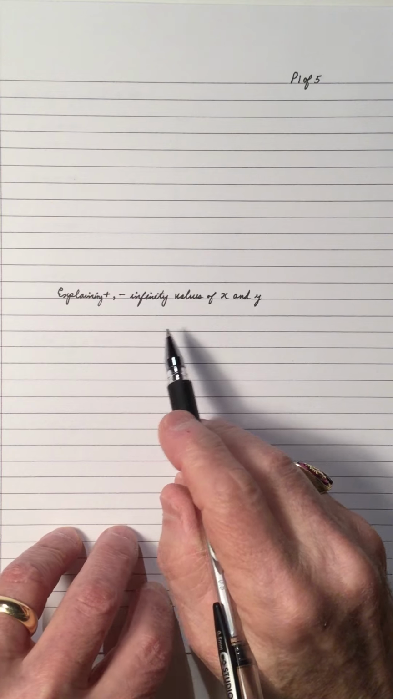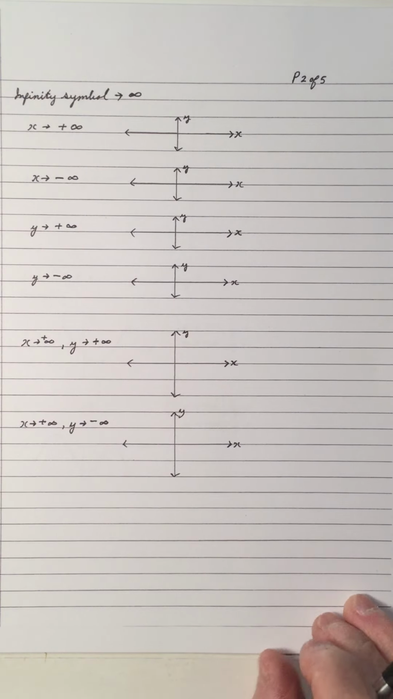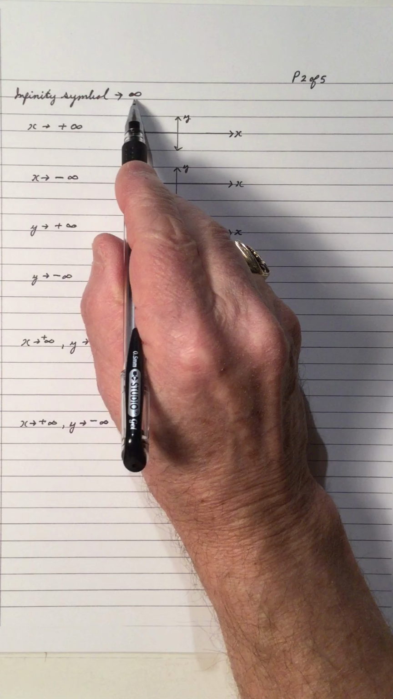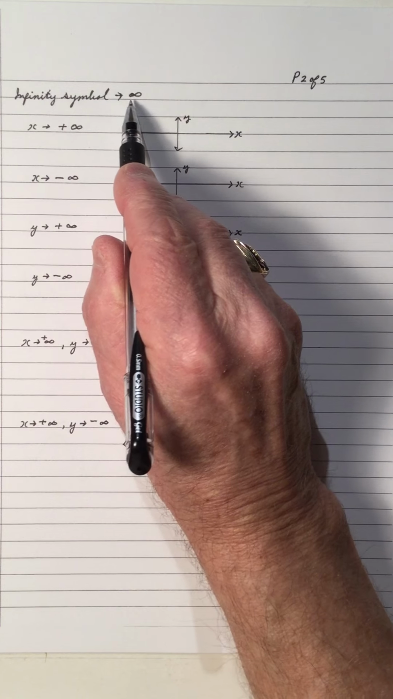Hi, welcome to my video on explaining positive and negative infinity values of x and y pertaining to the polynomial. The infinity symbol is denoted by this symbol right here, like a sideways 8.